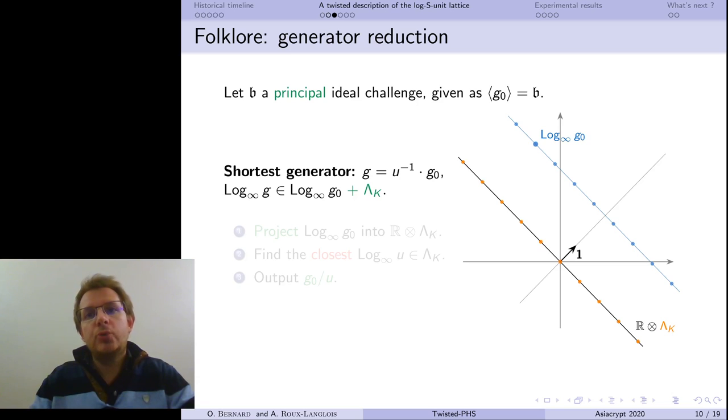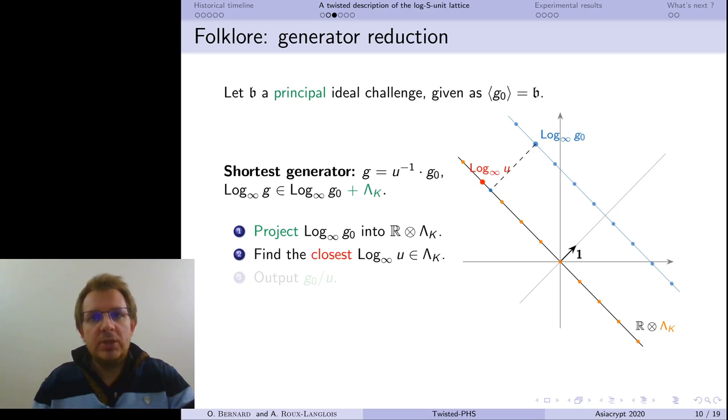So how do we find the shortest solution? The answer is quite easy. We first project the logarithmic embedding of G0 into the log unit lattice span. We try to find the closest point of this lattice to the projection, and hopefully we find the red dot here, which corresponds to some unit u. And we use this unit to reduce the generator G0 into G0 over u.